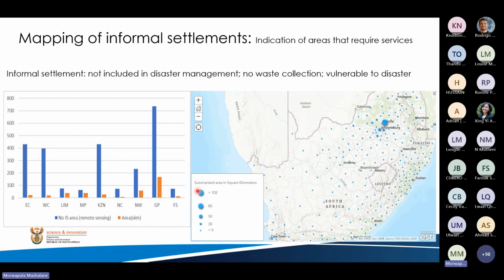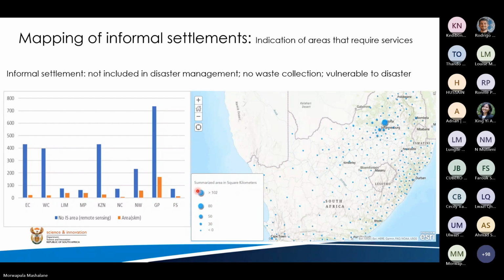So in South Africa, we are mapping these informal settlements using remote sensing, indicating the areas that require services, and also monitoring their growth, because authorities are interested in formalizing these areas, that is, restructuring the areas, providing people with adequate housing, and providing people with adequate services in terms of sanitation, access to schools, access to other services, including retail, malls, and so forth.